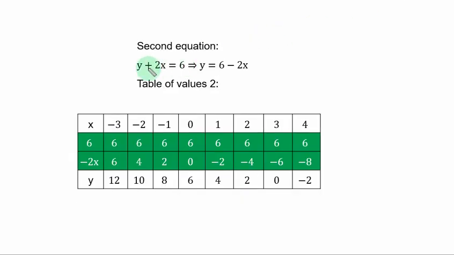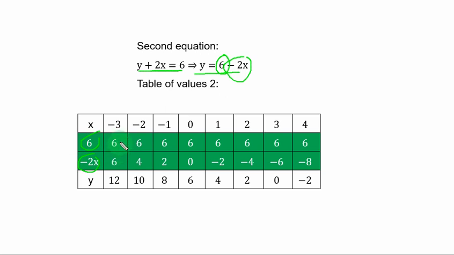Second equation, if you also make y the subject, you have y equal to 6 minus 2s. The range of values of s remain the same. To get y value, all we need is this, since 6 is a constant. So you start with 6 and write it under each value of s. To get minus 2s, you multiply each value of s by minus 2, and you have 6, 4, 2, and so on.